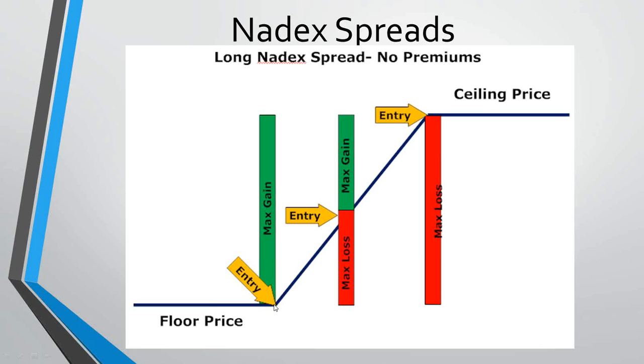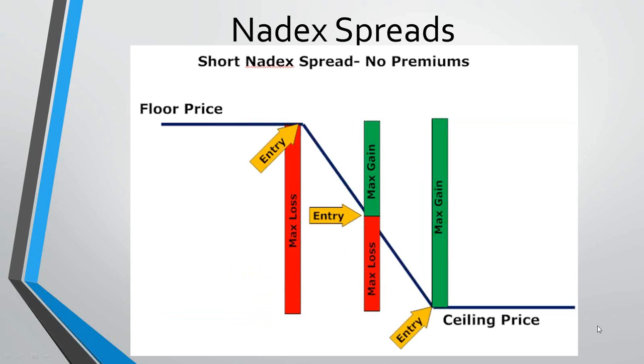So here at the floor price, if you enter at the floor price, you're in a max gain situation. If you enter in the center of the spread, you've got basically even max gain and max loss. And then if you enter here at the ceiling price, you've got all max loss and nothing else. This represents no premium, and this again is the shape that you saw in the other risk graphs.